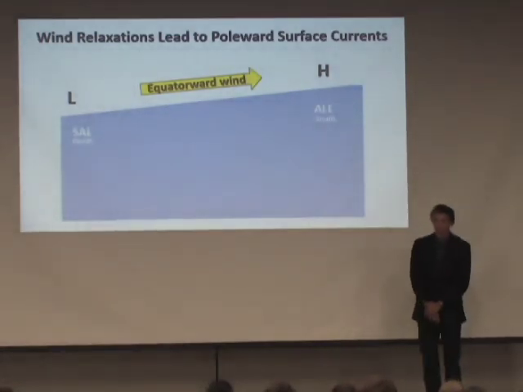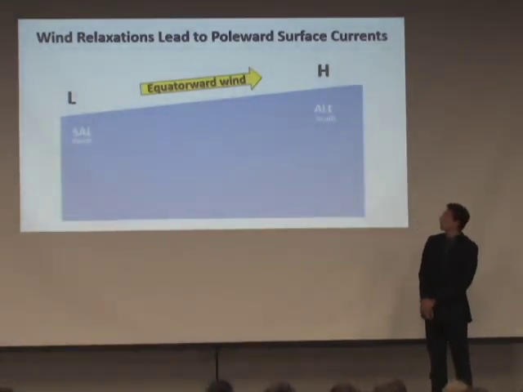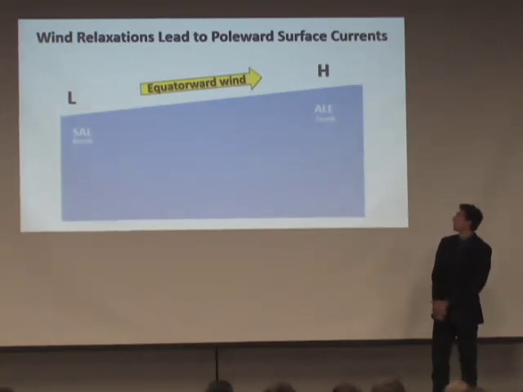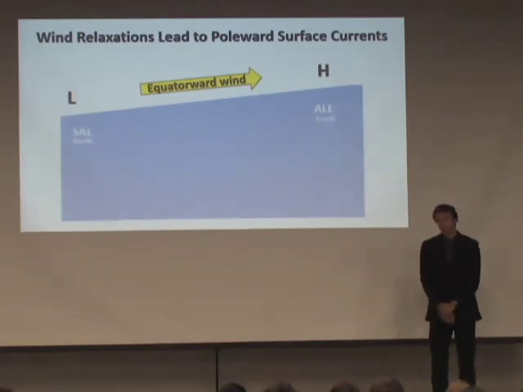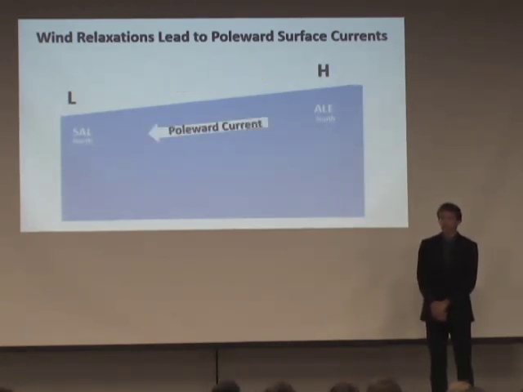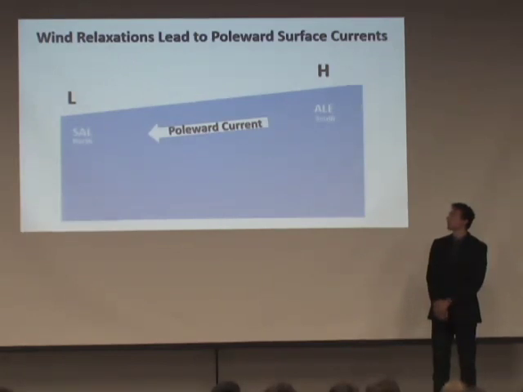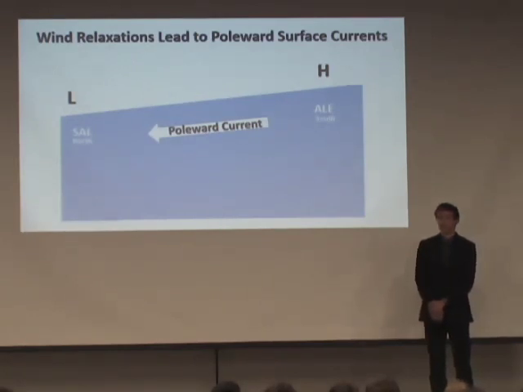So let's build a physical picture for what's going on here. The equatorward wind stress causes waters to pile up in the Santa Barbara Channel. And it's this piling up of waters which creates the difference in sea level. So this region of high sea level develops in the Santa Barbara Channel. But when the winds relax and disappear, there's nothing left to maintain the sea level difference.